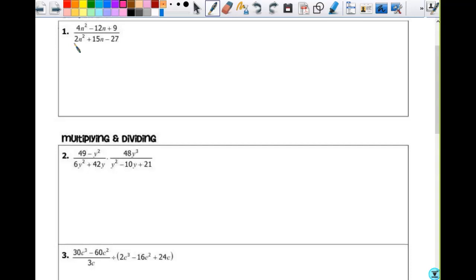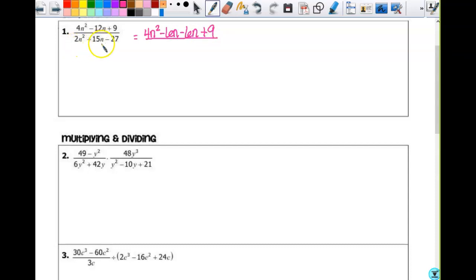So the first thing I need to do is factor. So I'm going to leave the numerator and the denominator separate for now and work on both of them at the same time. So the numerator, when I factor it, there's no GCF, so I'm going to factor by grouping. So I'm going to do 4 times 9, that's 36. So I'm going to have 4n squared. And then I need 2 numbers that multiply to give me 36, but would add, negatively, to give me 12. What do you think those numbers are? 6 and 6, good. Minus 6n, plus 9.